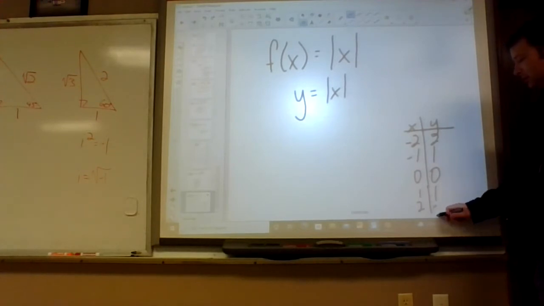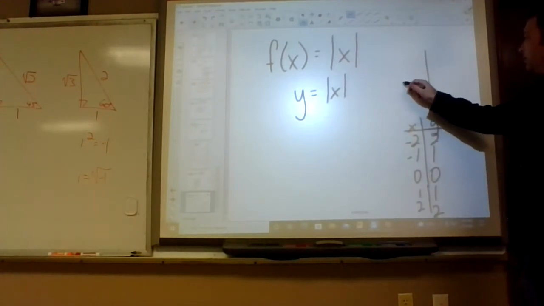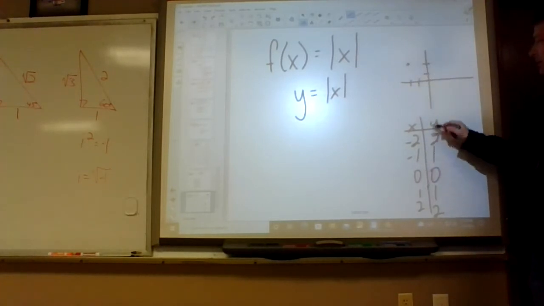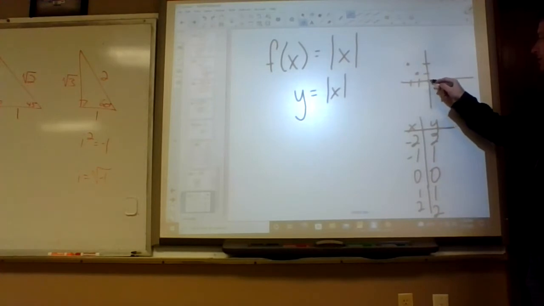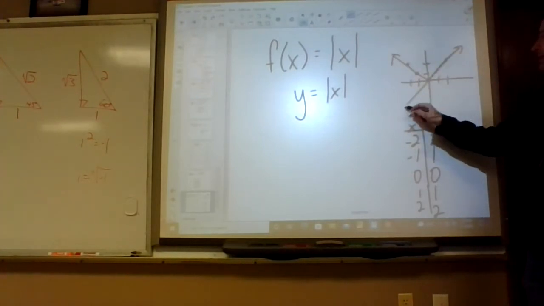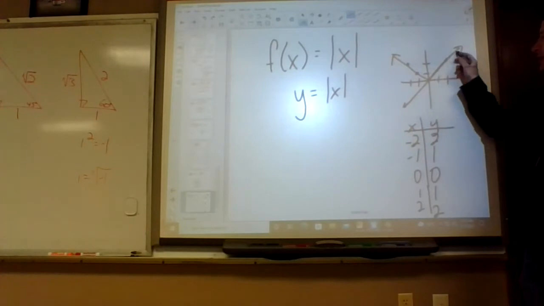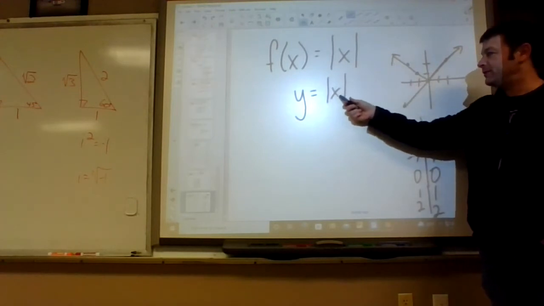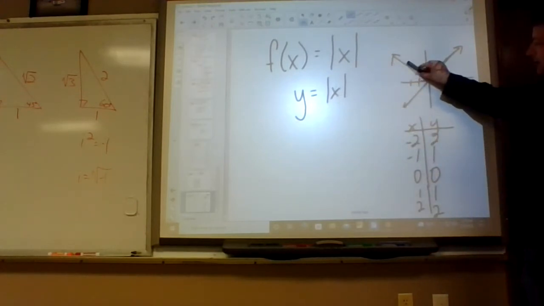Is it just a straight line? Graph those. Negative 2, 2. Oh, it's a V. Negative 1, 1; 0, 0; 1, 1; 2, 2. So normally it's a diagonal if it's just y equals x. We did that on number 1 yesterday. But on this problem, it bounces up. Why does it bounce up? Because all the negative y values turn into positive y values.